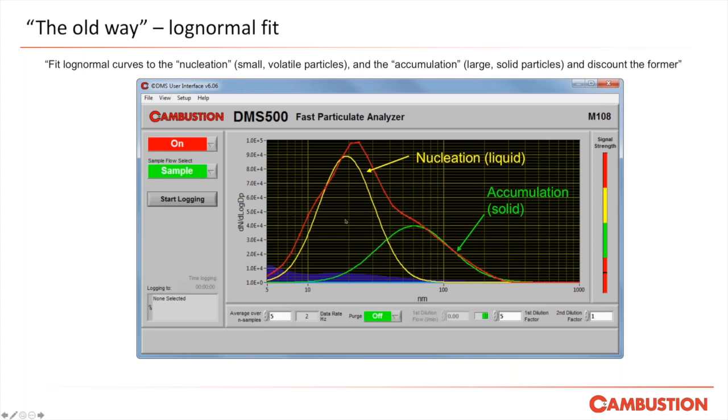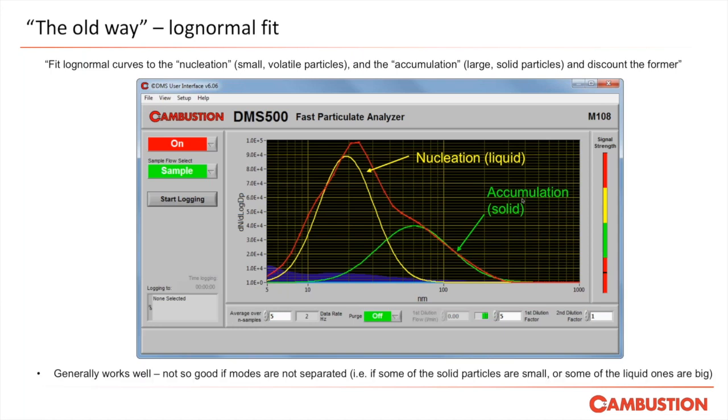So we fit these two modes to the data, and then we say, well, we're only interested in these solid particles, so let's just ignore these nucleation mode particles. So we use this solid accumulation mode as the soot particles. And that's worked pretty well over the years. However, in some situations, it does not work so well.